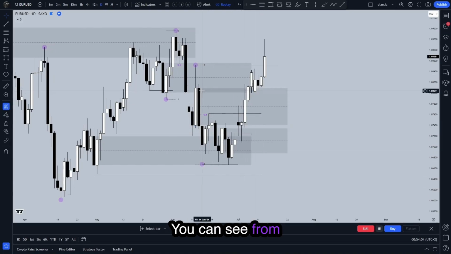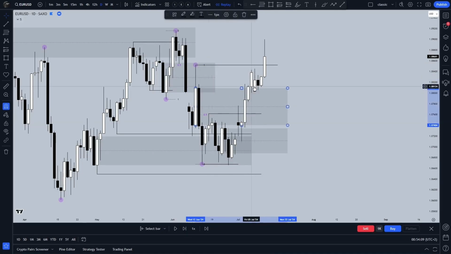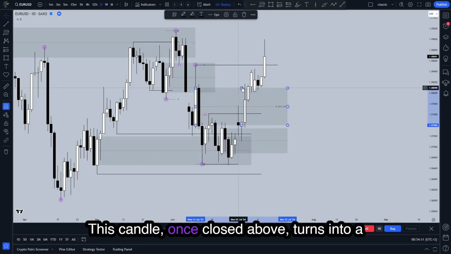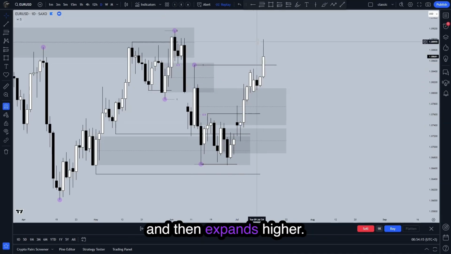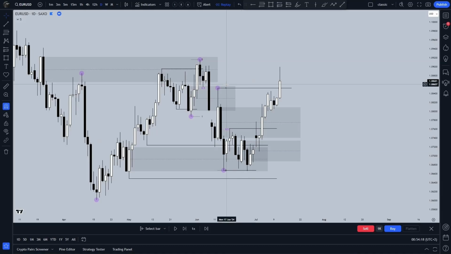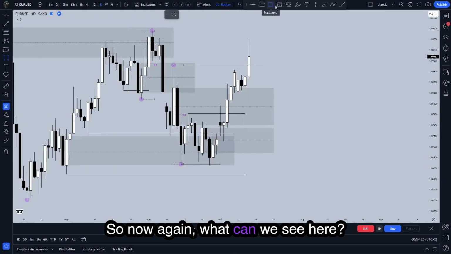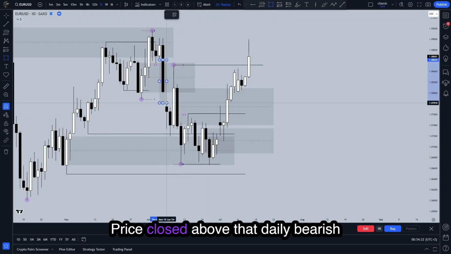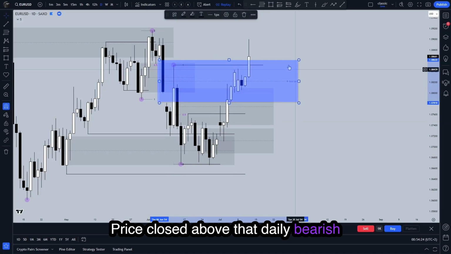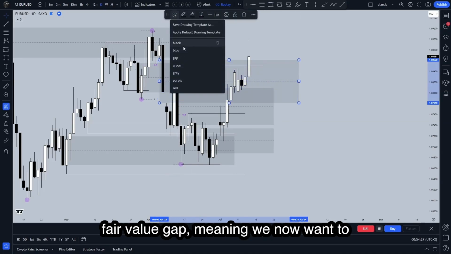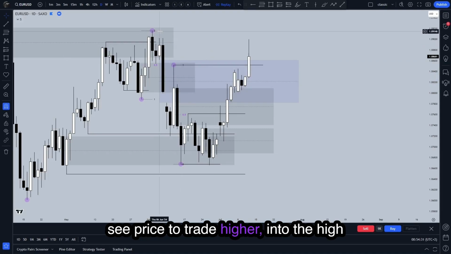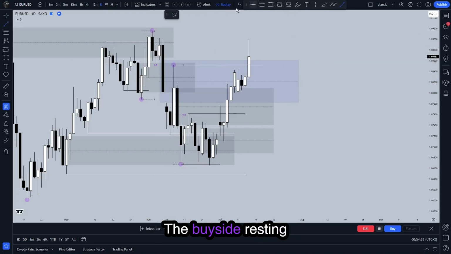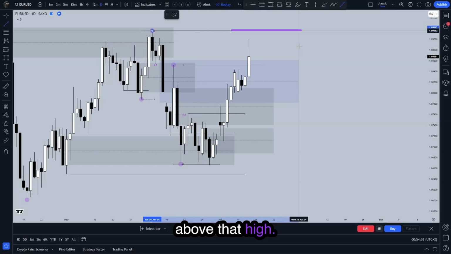Let's see from the top of that mitigation block, right? This candle, once we close above, turns into a mitigation block. You can see price consolidates and then expands higher, right? So now again, what can we see here? Price closed above that daily bearish value gap, meaning we now want to see price trade higher into the high here, the buy side resting above that high.